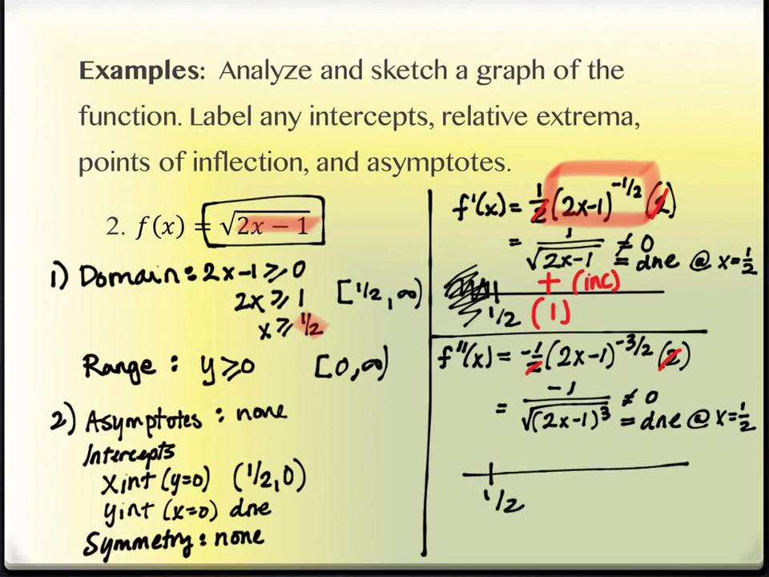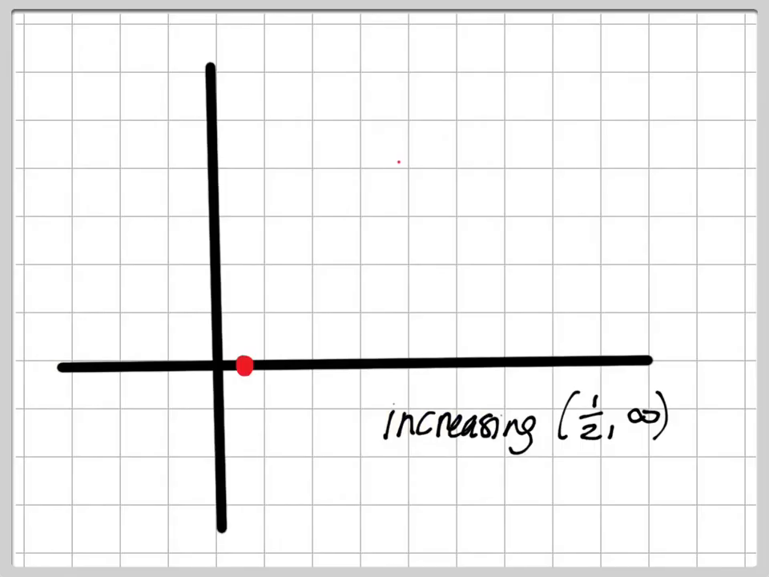It's 1/2, and none of this exists, just like before. I only have to test one number, and I might as well test the number 1. When I test the number 1, I still get a positive on bottom, but now I get a negative on top. So this one is actually negative, which means it's concave down. So my entire graph is now concave down, from 1/2 to infinity.